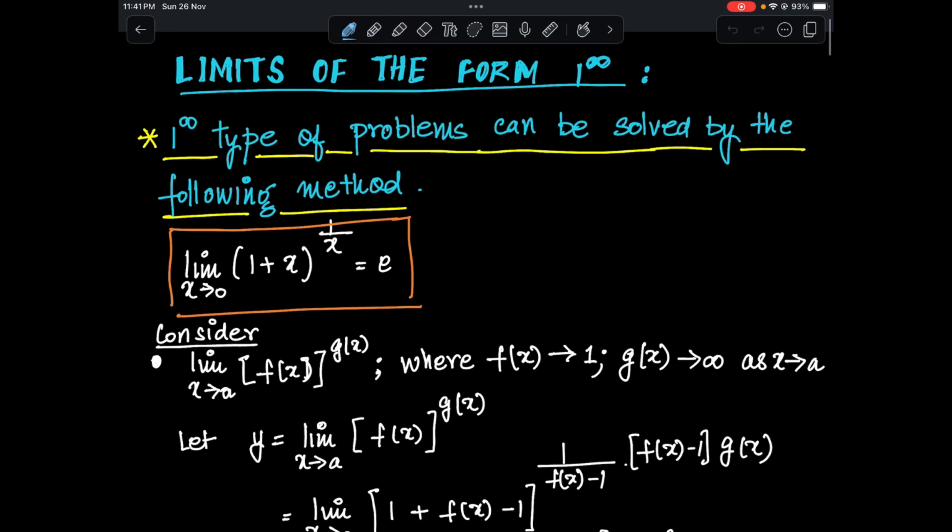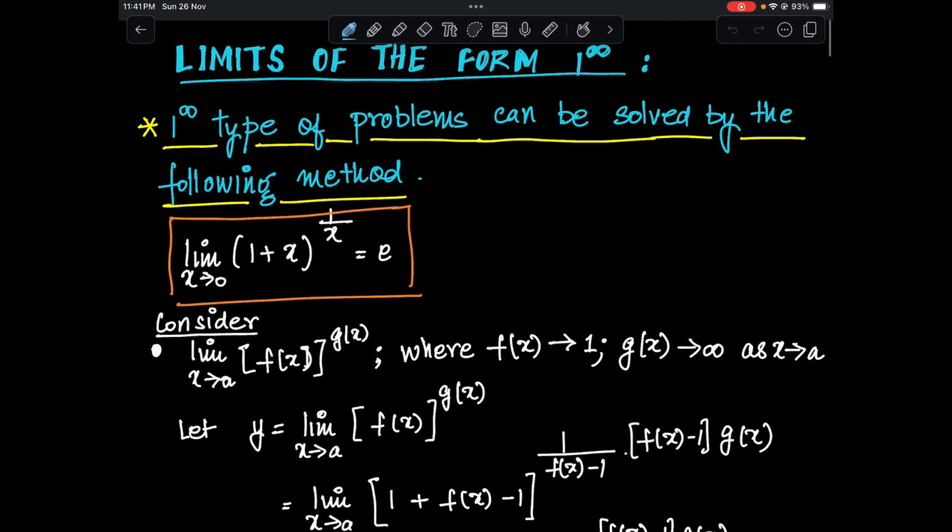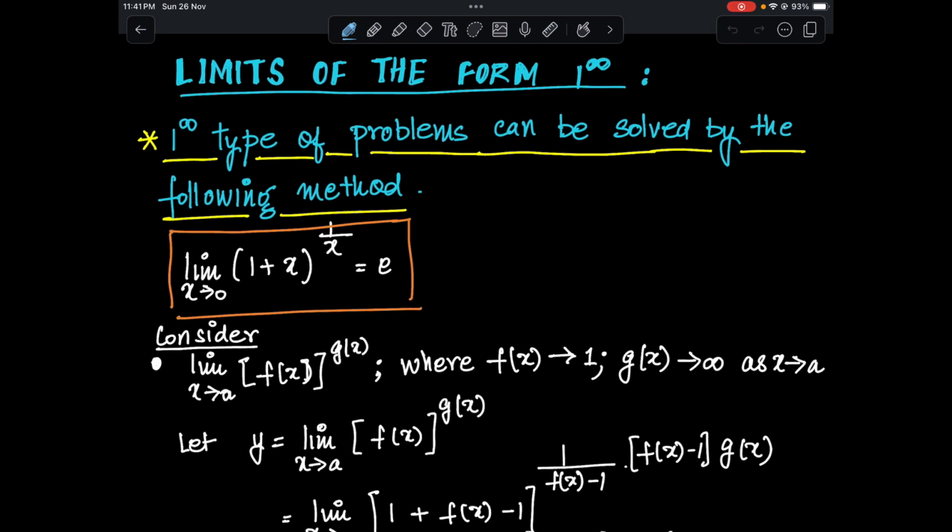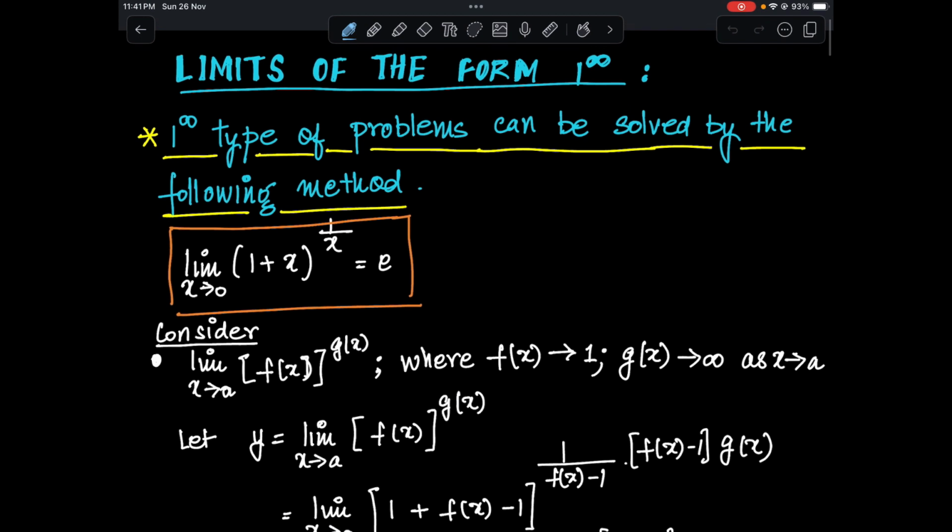So let us continue. Before that, I would like to let you know that I have uploaded the solution from the previous session homework problem. So let us continue with our new topic, that is limits of the form 1 to the power infinity.